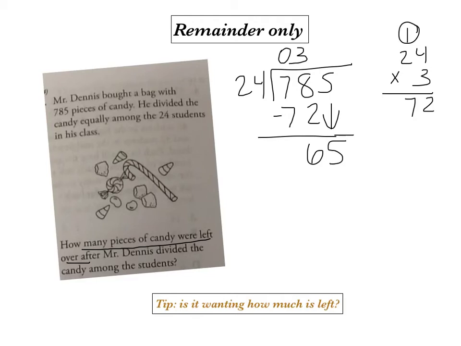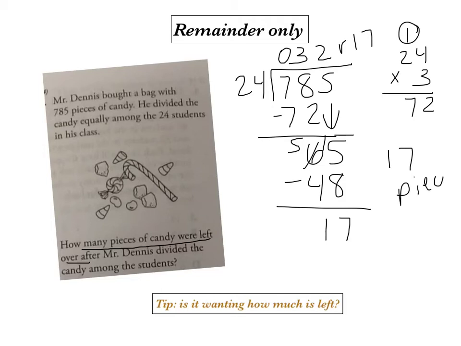Bring down the 5. How many times can 24 go into 65? 2 times. 2 times 24 is 48. 5 minus 8, bigger bottom, better borrow. So I'm going to regroup. 15 minus 8 is 7. 5 minus 4 is 1. So I've got 32, remainder 17. So how many pieces of candy are left over? 17 pieces.